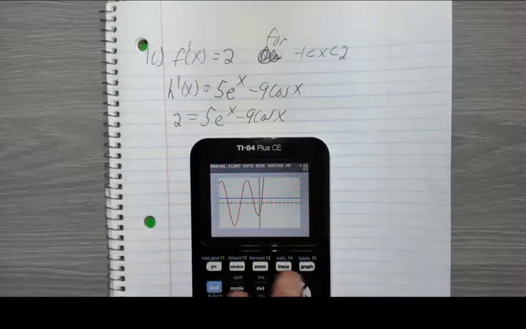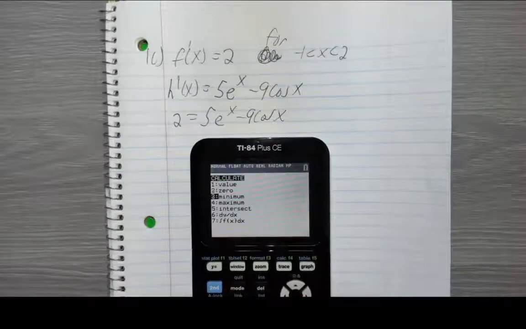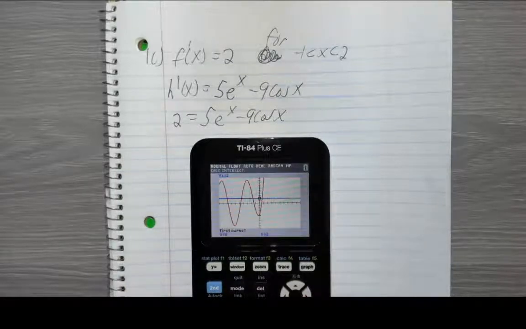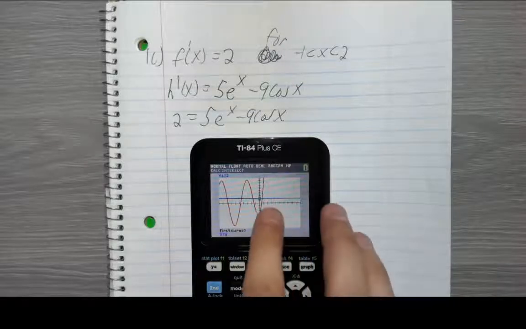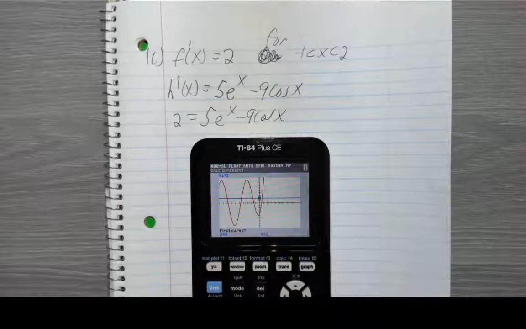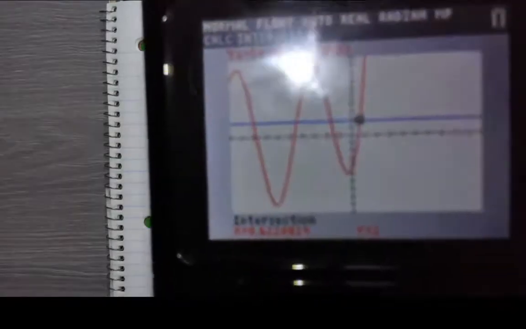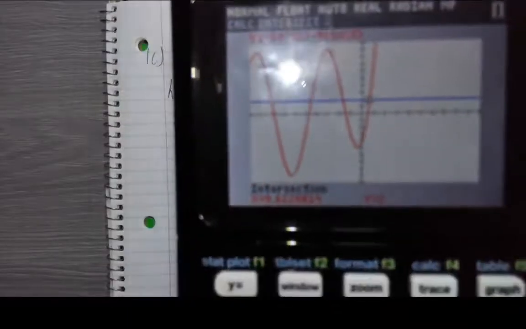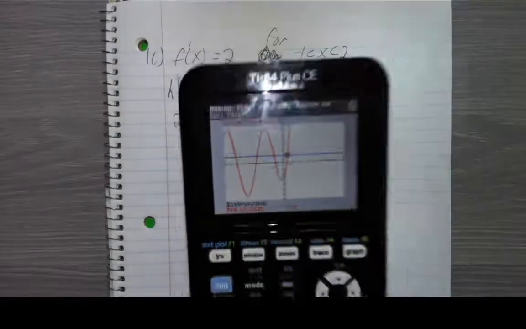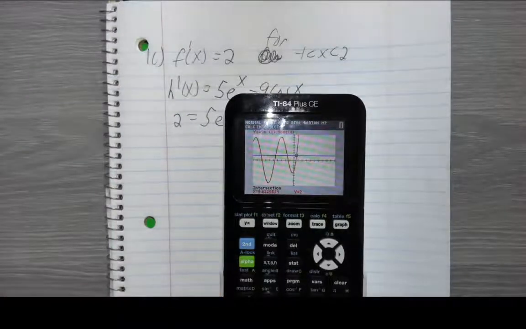So we're going to go to second, calculate, and then down to intersect. We're going to calculate when those graphs intersect. From -1 to 2, there's only one spot they intersect, and it's the farthest right intersection point. It's going to say first curve, second curve, so you click enter, enter. It gives you a guess, who cares? Click enter one more time, and that's going to be your point. It ends up being 0.622.